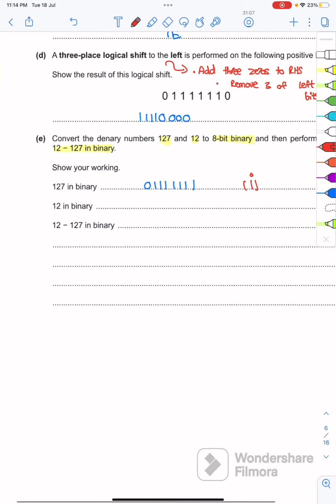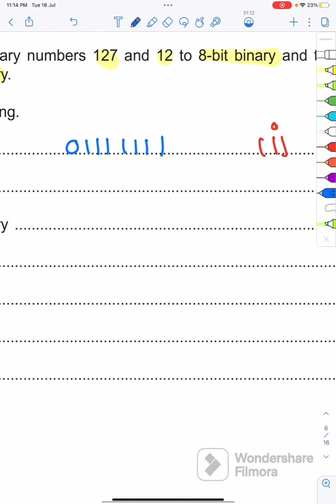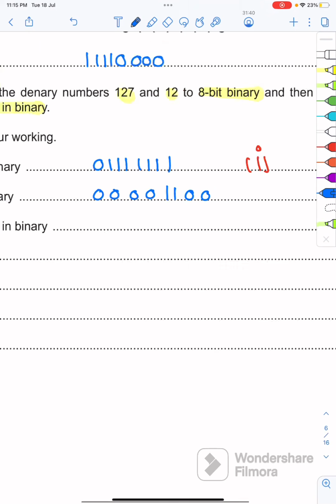Now as for 12, it's pretty straightforward what you're going to do. For 12, you're just going to turn on the bits that represent 4 and 8. So this is going to be 0, this is 1, this is going to be 0, this represents 2, this is going to be 1 because it represents 4, and this is going to be 1 that represents 8. And the remaining are going to be 0. 1 2 3 4. And the next part that they've asked us is to do a binary subtraction.